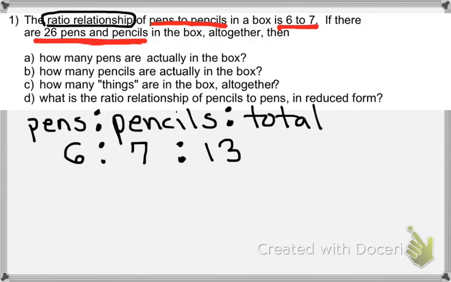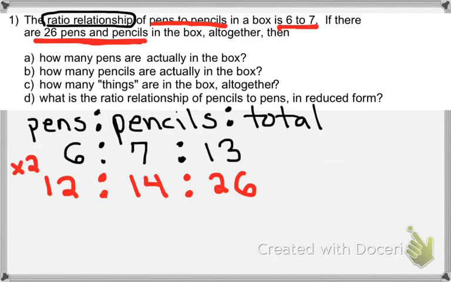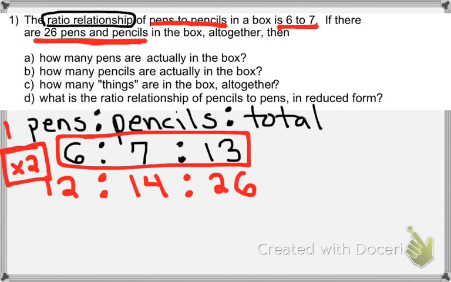Now, if there were 12 pens, let's do this in a different color. Let's say there's 12 pens. Well, you had to multiply 6 by 2 to get 12, so that means you would have to multiply 7 by 2 to get 14, and then you can add up 12 plus 14, or you can multiply 13 times 2 to get 26. If you have every number in your ratio relationship being multiplied by the same constant, we usually call this K, the constant of proportionality, then this relationship is holding.